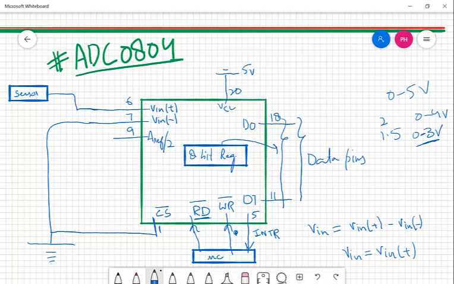Then we have two grounds. We have analog ground and we have digital ground. They are respectively pin number 8 and pin number 10. We call them analog ground and digital ground.